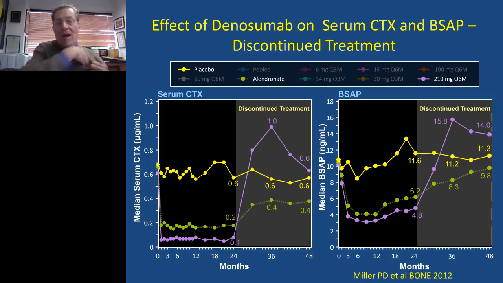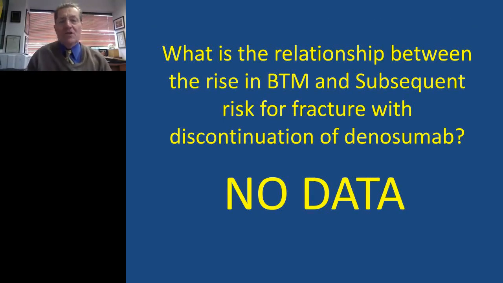The effect goes away rapidly. But we don't know what happens to fractures because there's no fracture data yet. But this is a drug that we probably have to continue at least for a long time in order to maintain the biological effect. That's an opinion. So what is the relationship between the rise in bone turnover marker and the subsequent risk for fracture? With discontinuation of Denosumab, we have no data.